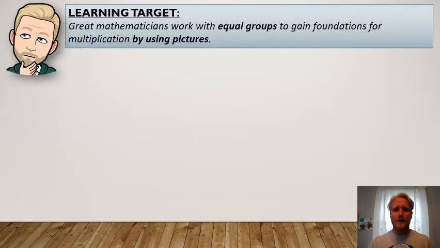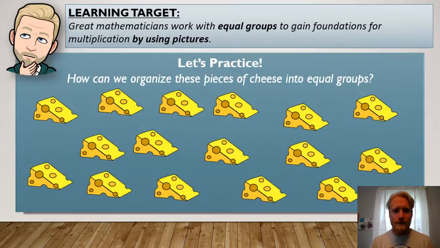All right. Because it's a new unit, we have new learning targets and new criteria for success. Our learning target for this lesson is that great mathematicians work with equal groups to gain the foundations for multiplication by using pictures. Let's do a bit of practice to start. How can we organize these delicious looking pieces of cheese into equal groups? Go ahead and think about it for a minute, and we'll talk about it.